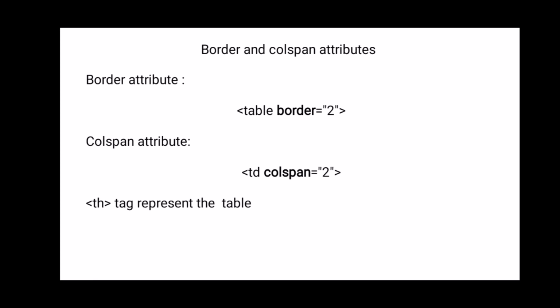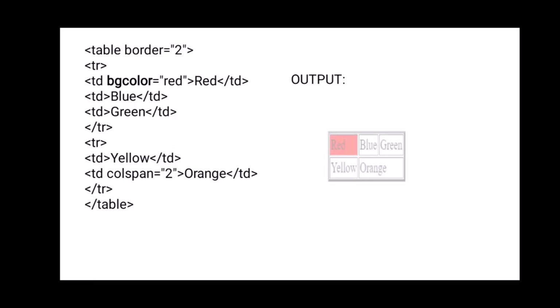Colspan attribute. The example below demonstrates the colspan attribute in action. You can see the cell containing orange spans two cells. To make a cell span more than one row, use the rowspan attribute.